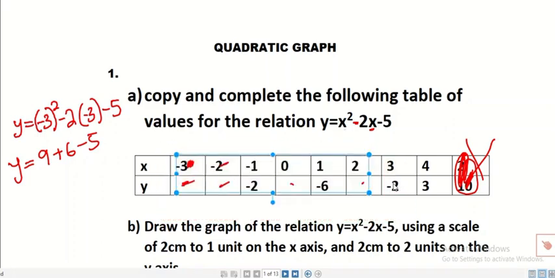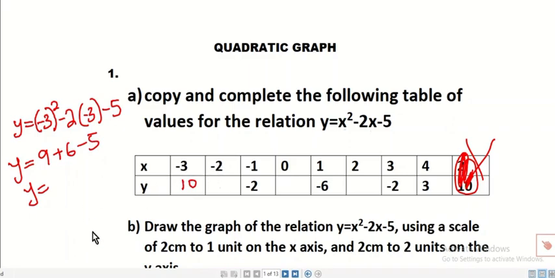Let me clean these things here so that you can see the table very well. Let me clean this color as well. So, if you check very well, y is going to be 9 plus 6 minus 5, which is going to be 10, and so this is 10. Under minus 3 is 10.